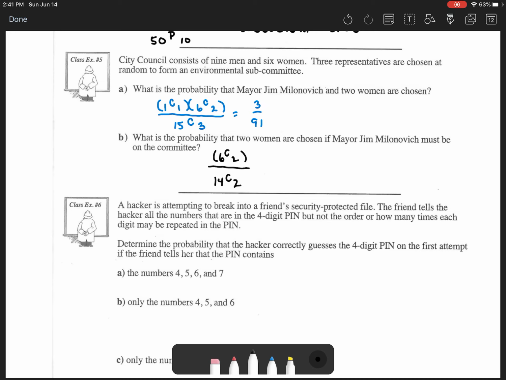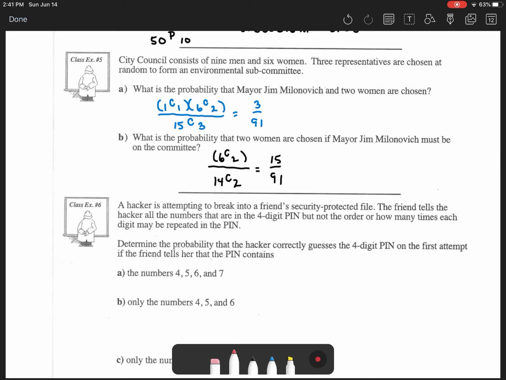Why is it 14 choose 2? Well, because Mayor Jim is taken out of the probability because he is on the committee. So there's only 14 people left and you just have to choose 2 more, because he is on the committee. Okay, you're making sure he's on the committee. So that's the difference between A and B. Okay, so in this case now it's just the 6 choose 2 over the 14 choose 2. So this is 15 over 91.